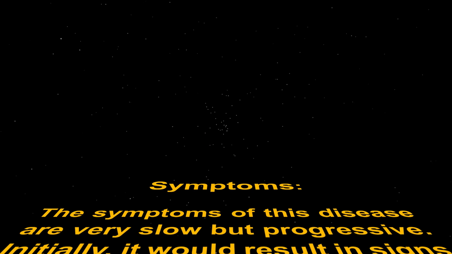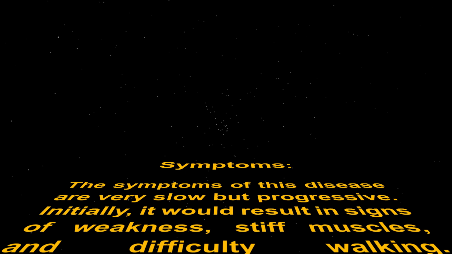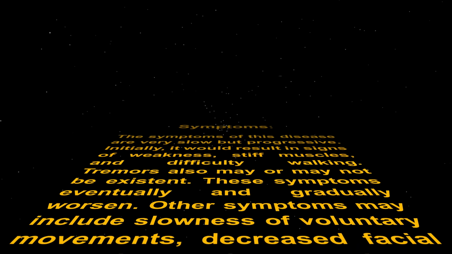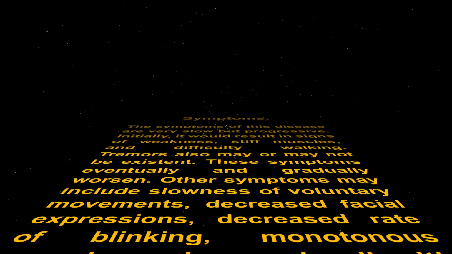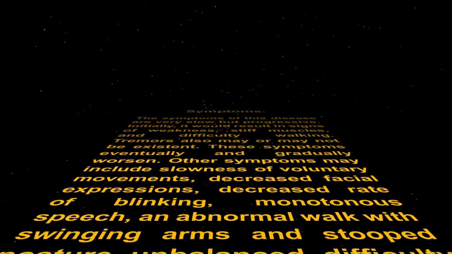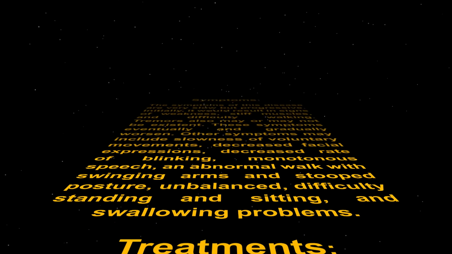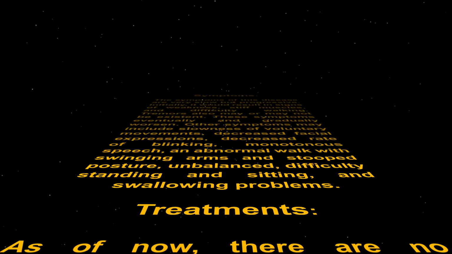Initially, it would result in signs of weakness, stiff muscles, and difficulty walking. Tremors also may or may not be existent. These symptoms eventually and gradually worsen. Other symptoms may include slowness of voluntary movements, decreased facial expressions, decreased rate of blinking, spontaneous speech, and abnormal walking with swinging arms and stoop posture, unbalance, difficulty standing and sitting, and swallowing problems.